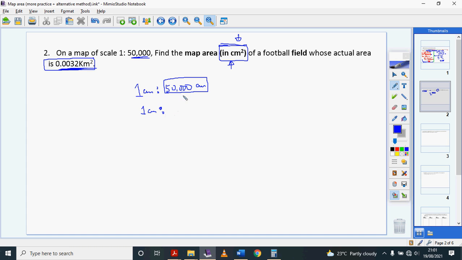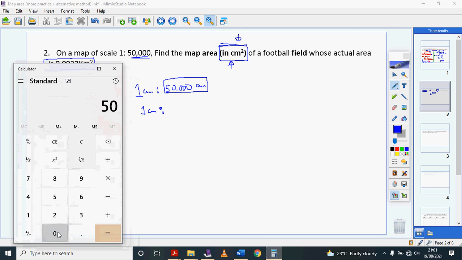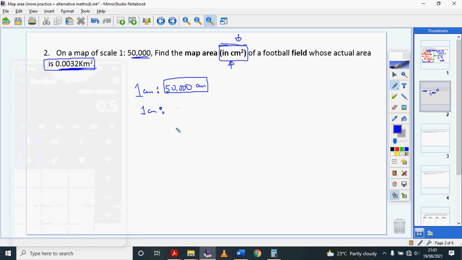So if I divide 50,000 by 100,000, I get 0.5. So that's 0.5 kilometers. This is my linear scale factor. If I want the area scale factor, I am going to square everything. Square 1, I get 1 squared, centimeters squared. I will square the 0.5 kilometers, squared.